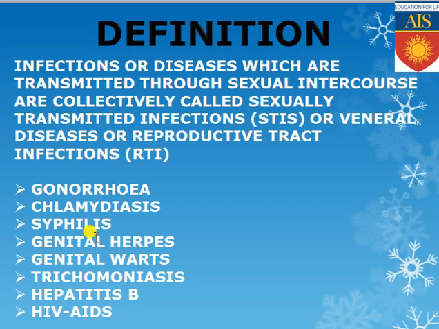Now the point is, whatever the types of sexually transmitted disease that commonly happen in human beings, there are several kinds like gonorrhea, chlamydiasis, syphilis. These three are actually the bacterial sexually transmitted diseases because these are caused by bacterial agents, as well as genital herpes, genital warts, trichomoniasis, hepatitis B, HIV/AIDS. These are the viral STDs because these are all caused by a viral agent or virus. So these are the types of STD which commonly happen in human beings.